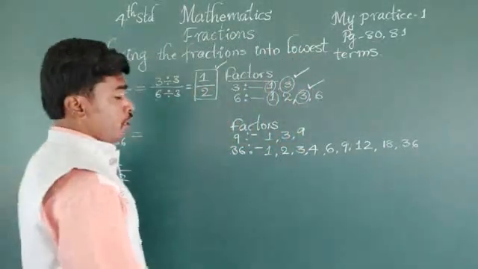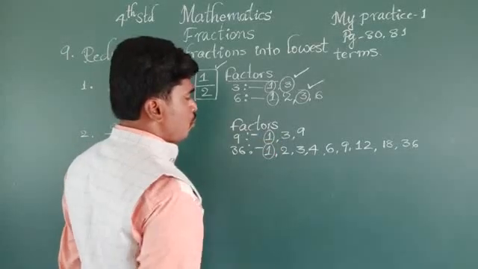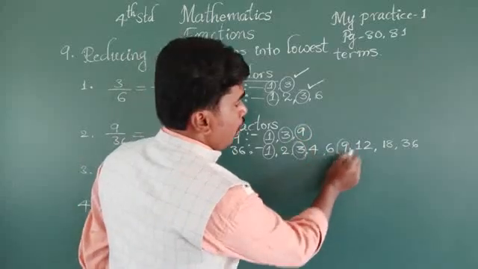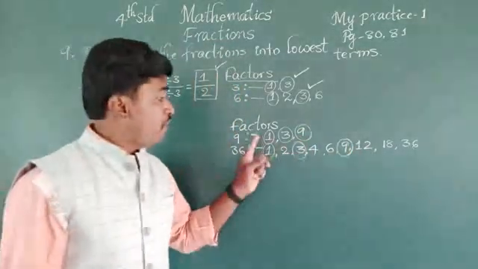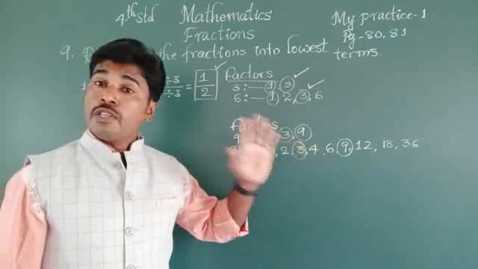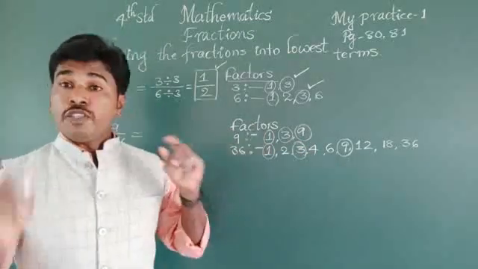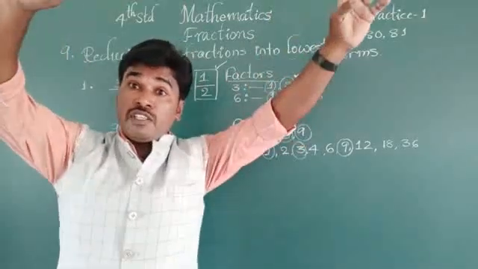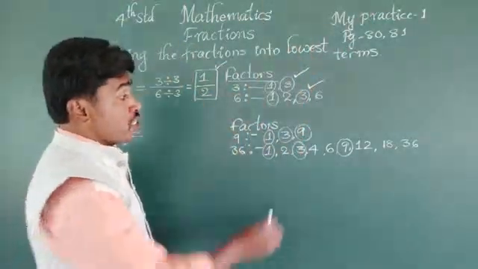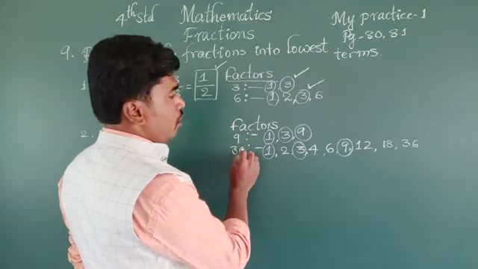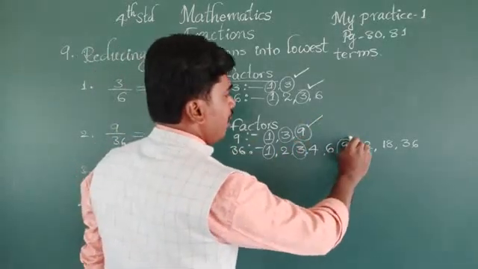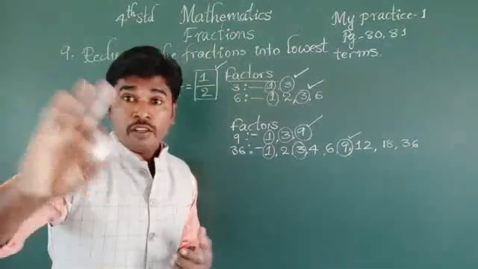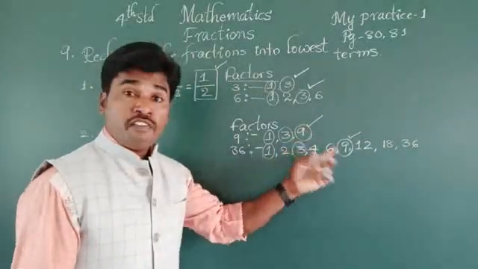Now observe, dear children. What are the common factors? You choose it. 1, 3 and 9. So these are the common factors which I have circled. Now you select the highest common factor. Highest means greatest. It should be present in both 9 and 36. So it is 9 only. 12 and 18 are present only in 36, you cannot take them. So 9 is the highest common factor.